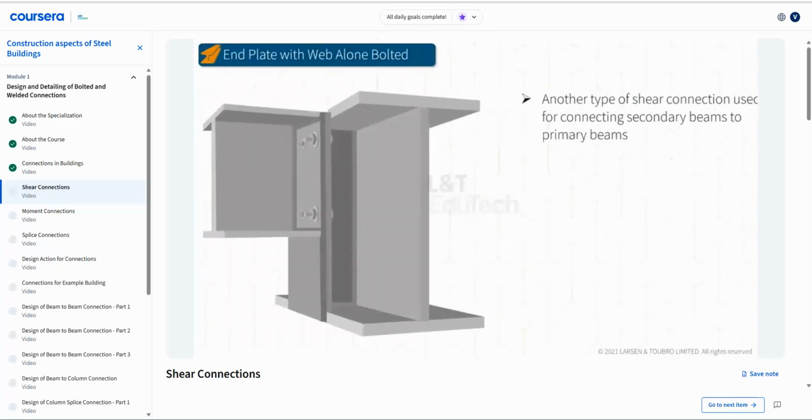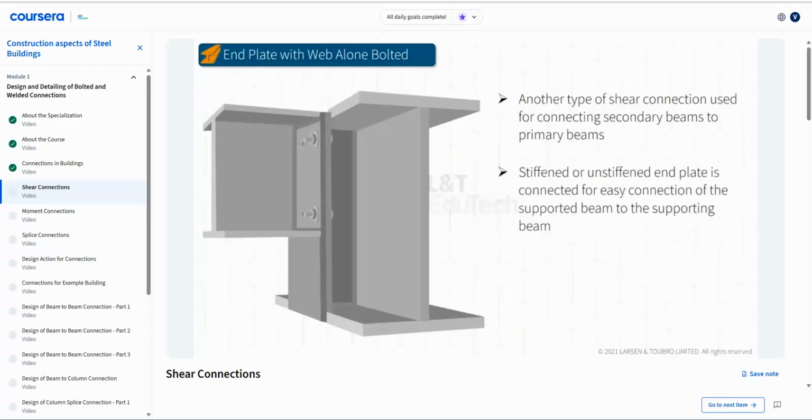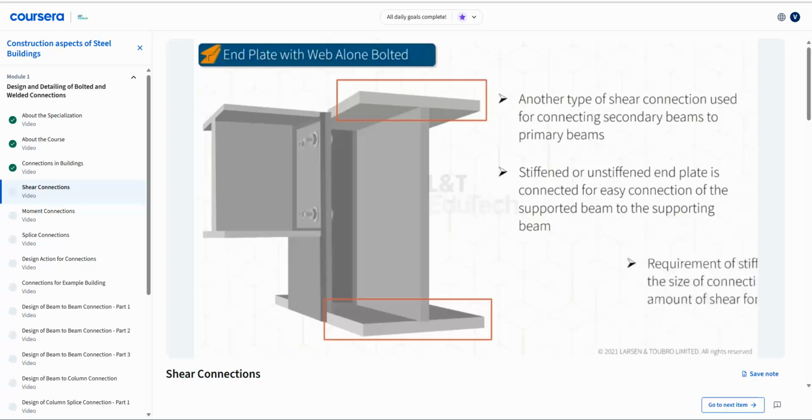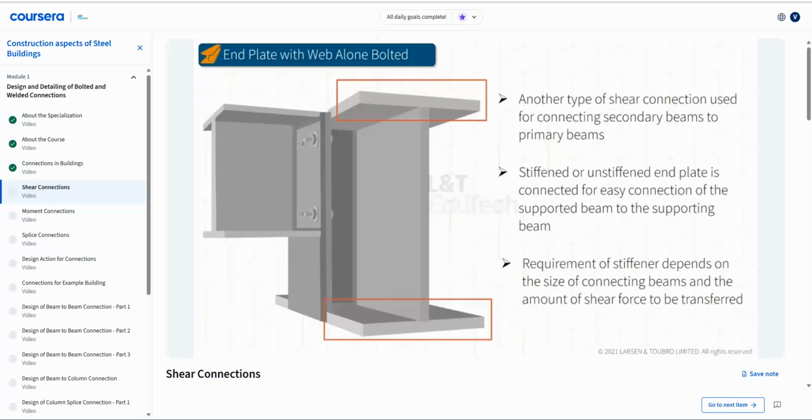Another type of shear connection used for connecting secondary beams to primary beams is the end plate connection. In these types of connections, a stiffened or unstiffened end plate is connected between the top and bottom flanges of the supporting beam for easy connection of the supported beam to the supporting beam. The requirement of stiffener for the plate connected to the supporting beam depends on the size of connecting beams and the amount of shear force to be transferred.